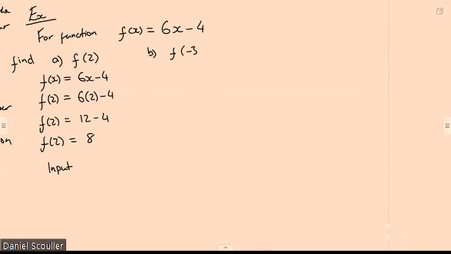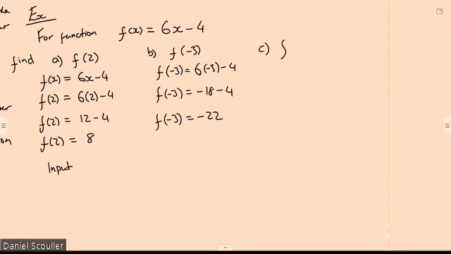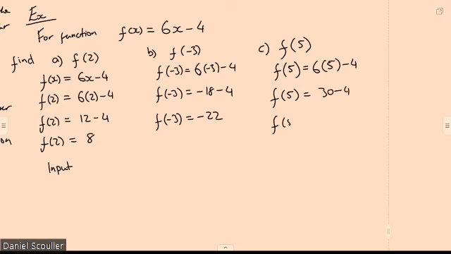The same function. Yes, these are all input questions. We're inputting that number in the bracket.